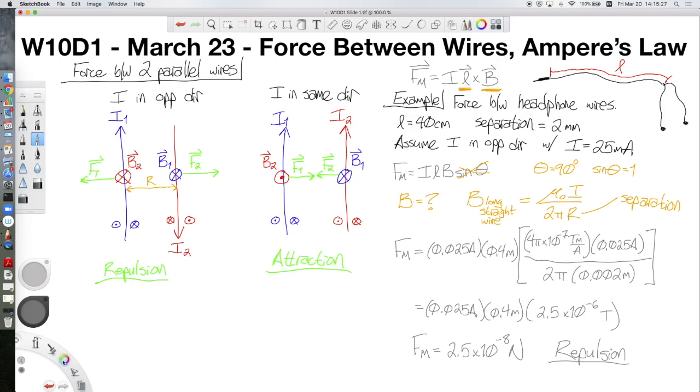So I left myself a little space down here on the left to, we'll use pink, to make a couple of notes. One of them is that Newton's third law applies here.